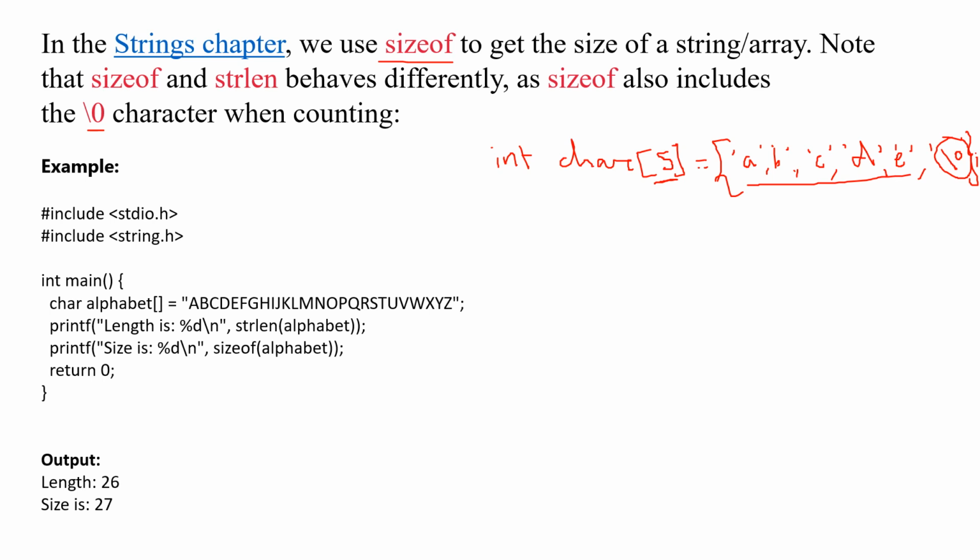Similarly, the same example which we discussed in the previous slide, the same string is given here. Alphabet is A to Z, so totally 26 characters. When you find the length using the string length function, it is displayed as 26. If you use the sizeof function, its display value is 27, including the null character. Are you clear? String length only finds the length of the string, whereas sizeof also includes the null character at the end.